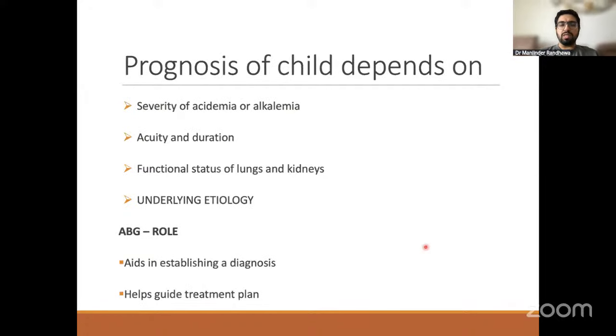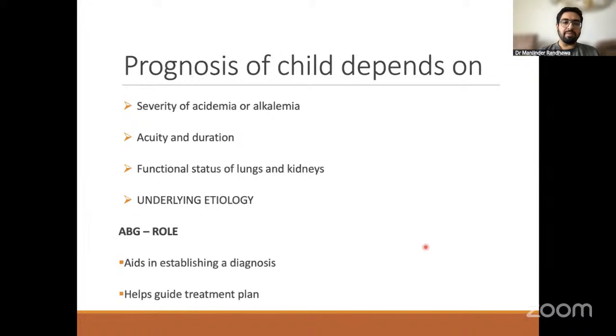So what changes the outcome of any child who has either acidosis or alkalosis? One is obviously the severity of the pathological derangement. Second is the acuity and duration, so how fast this derangement occurred. Let's say the pH gradually changes from 7.4 to 7.3 to 7.2, like you see in a lot of patients with renal tubular acidosis. The body sometimes adapts to these pH changes, so the severity of the illness may not be as much.